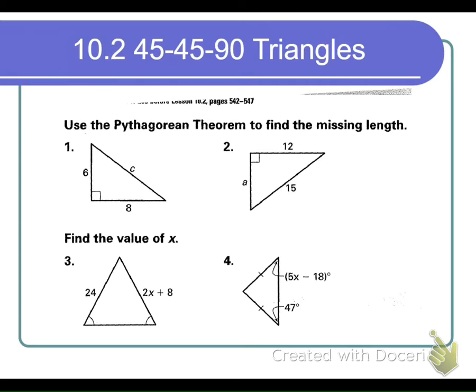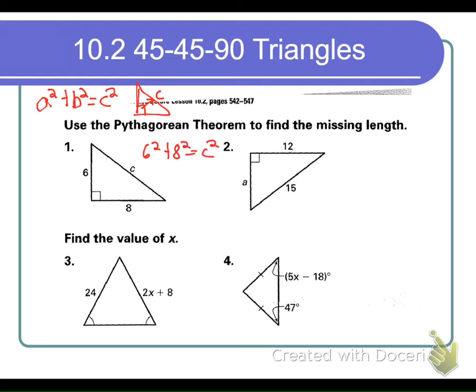Okay, so with the first two, you guys need to use the Pythagorean Theorem. You guys remember that? Exactly right, nice job. Remember, C is the hypotenuse. It's always the one directly across from the right angle. So that's your C. So we have a squared plus b squared equals c squared. I don't have to rewrite it. Like this: 6 squared plus 8 squared equals C squared.